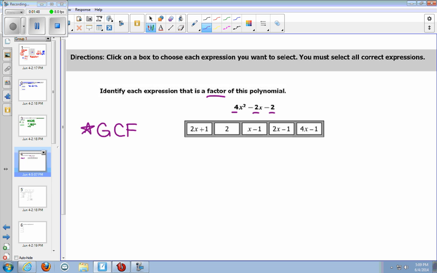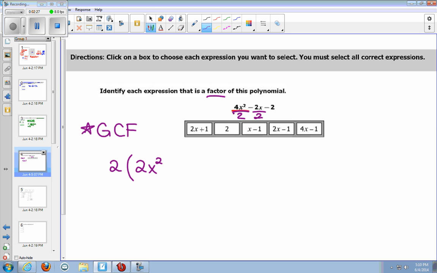Now, I want to make sure that I take out a positive 2 because I always want my first term to remain positive. It helps factoring be a little bit easier. So I'm going to take out a positive 2 as my GCF. I'm going to acknowledge my GCF is 2, and I'm going to write what remains by dividing each term by my GCF. So 4x squared divided by 2 is going to leave me with 2x squared. I'm backwards distributing in case you're getting lost.